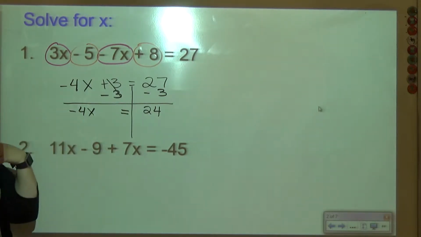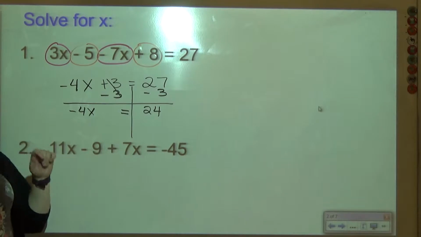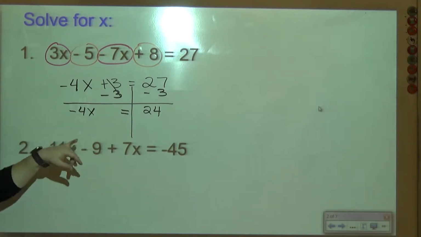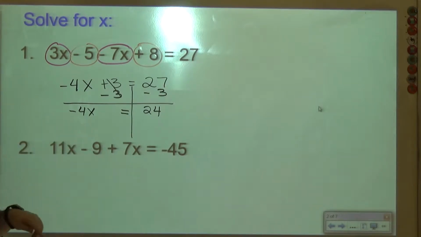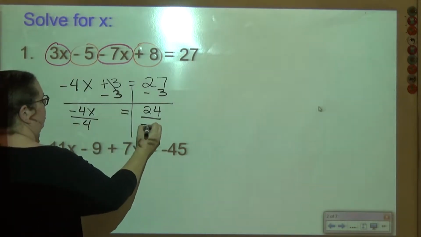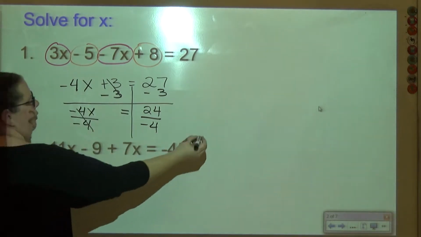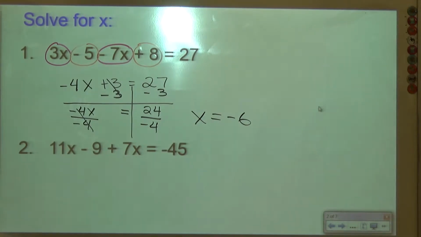Then I'm going to look at my negative 4x. How do I get that alone? Well, eventually your BFF has to go home so you can go to sleep at the party. How do we separate them? Negative 4x means negative 4 times x. They're multiplying. The opposite of multiplying is dividing. Divide by negative 4. We get x equals negative 6. And we're done. Pause the video, try this one.